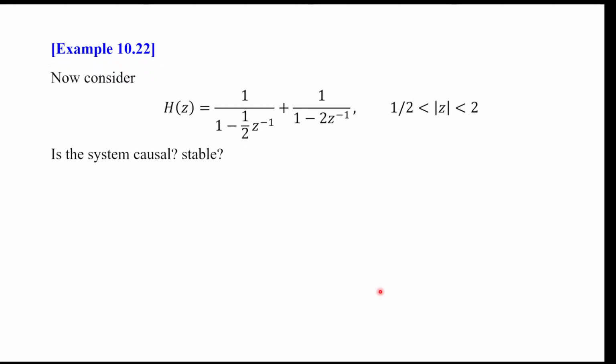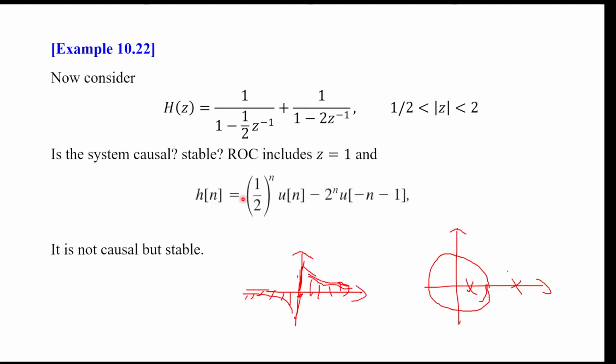Okay, and now we go to a different flavor of this question. It's the same system function, and now we change the ROC. The ROC is between the two poles, between 1/2 and 2, and is it causal and or stable? If you think it's causal, raise your hand. If you think it's not causal, raise your hand. If you think it's stable, raise your hand. If you think it's not stable, raise your hand. Okay, and yeah, I guess we are pretty good at this.